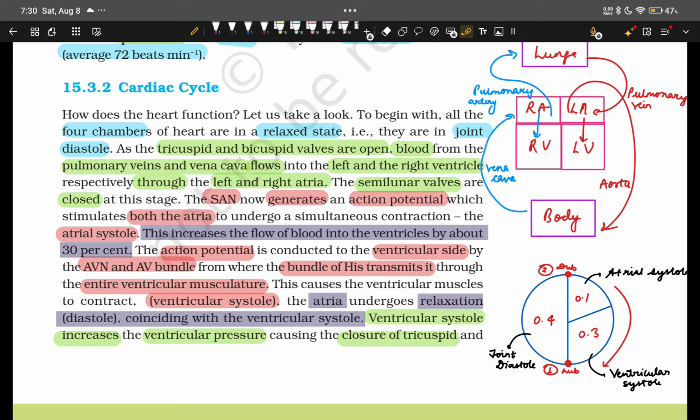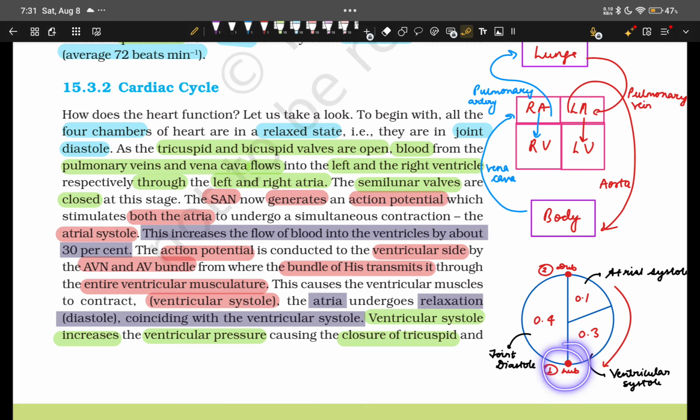Now what happens is that when ventricular systole increases, meaning the pressure increases, it first of all causes closure of the tricuspid and bicuspid valves. The first thing that happens is the lub sound, produced because of this closure. Why are the tricuspid and bicuspid valves closed? Because if the pressure inside the right and left ventricle increases, it can cause backflow, right? But backflow is prevented by the valves, so they close, and because of that the lub sound, the first sound, is produced at the end of ventricular systole.